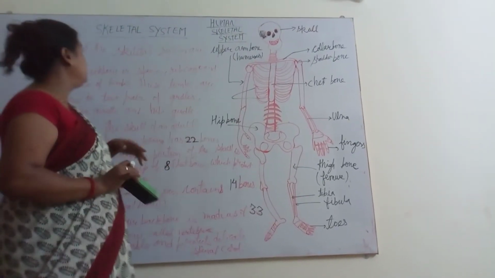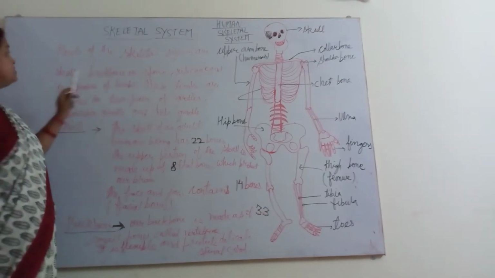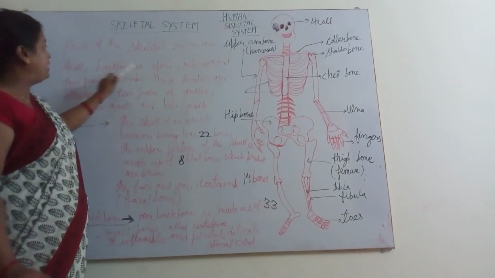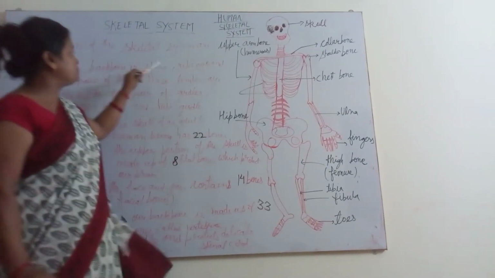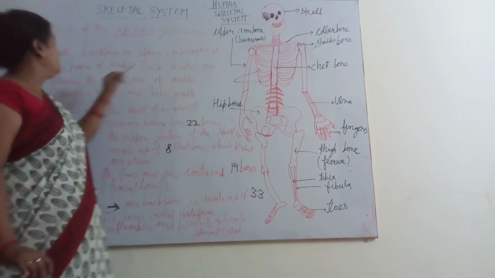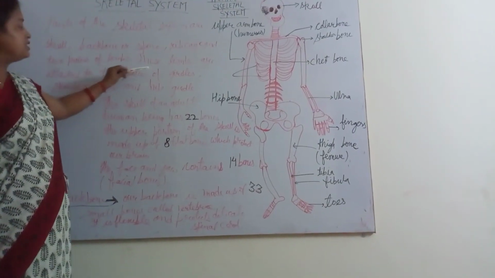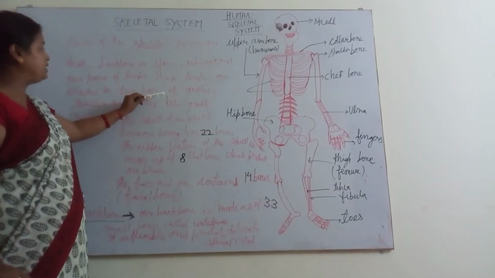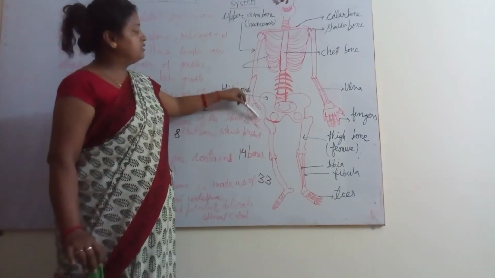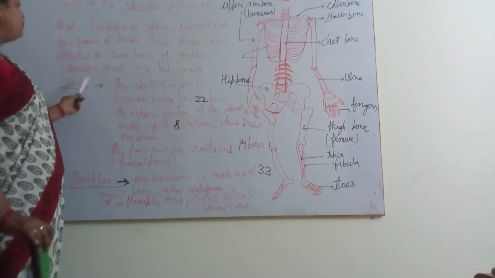Now look at the different parts of the skeletal system. First one, the skull. You are looking at this picture. This is the skull. Now the backbone, the spine, that is the back portion. Rib cage, I already explained to you, where the lungs are safe. And here two pairs of limbs are there. These limbs are attached to pairs of girdles, that is the shoulder girdle and the hip girdle. Clear?